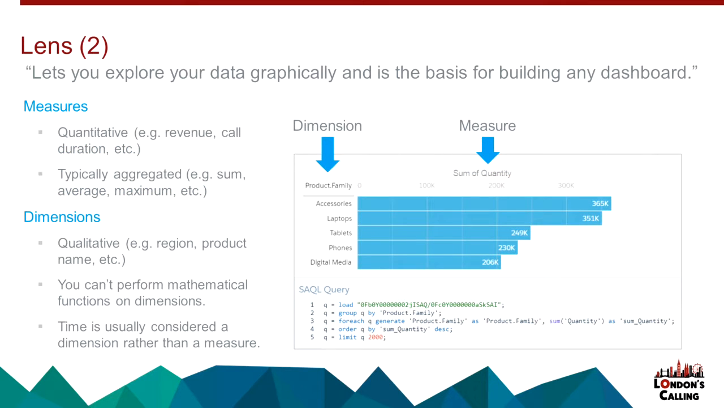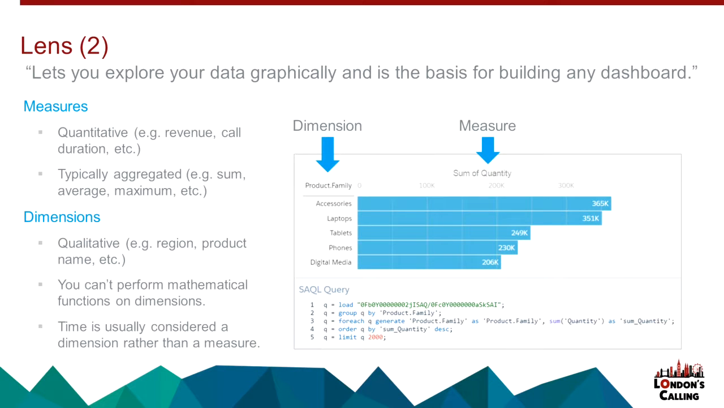When you're looking at a lens, you're pulling in a data set, and your data set is comprised of fields, and these fall into two categories. You've got what are called measures, which are your quantitative data. These are things like revenue or numeric data. Typically, when you're building reports, you're going to want to aggregate this data, so you perform a function on it like a sum, a count or an average.